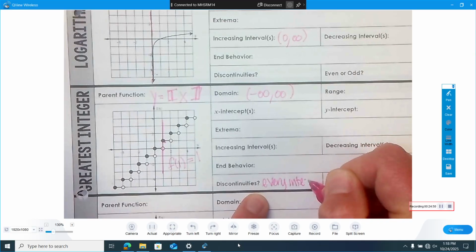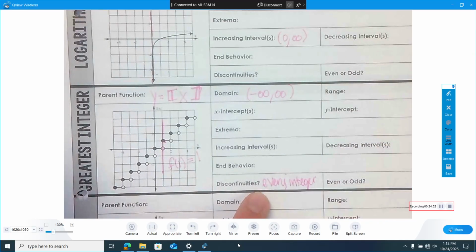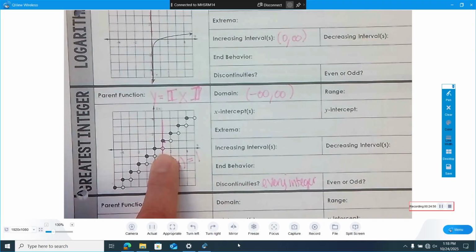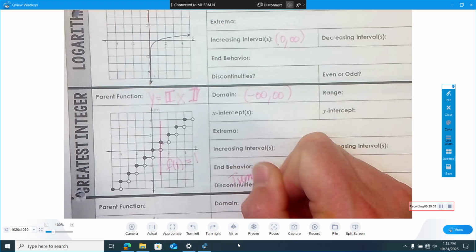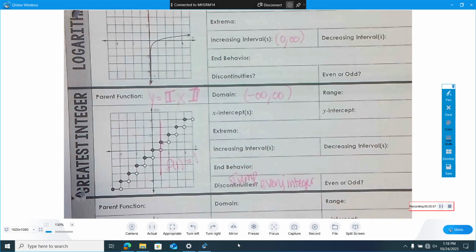What are integers? Positive and negative whole numbers. So there's a discontinuity at 1, at 2, at 3, at 4, -1, -2, -3, -4. A jump discontinuity, if you remember that. This is a jump discontinuity. All right, well, that's a fun function. That's the greatest integer function.